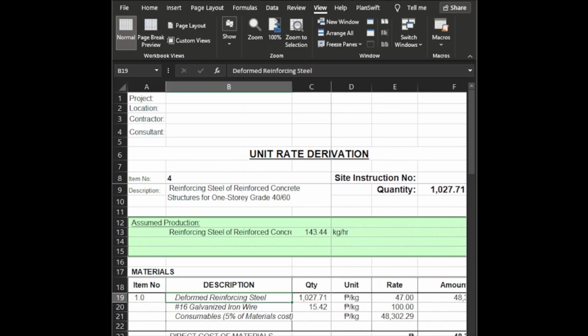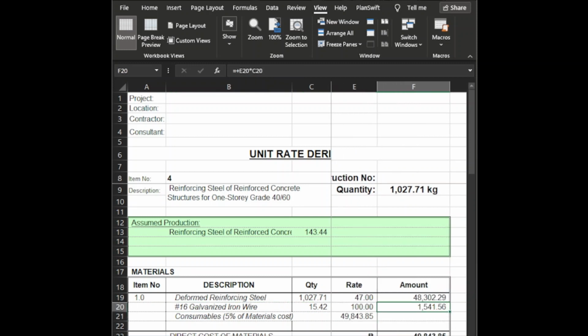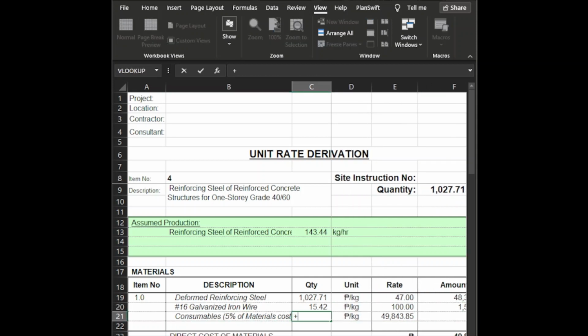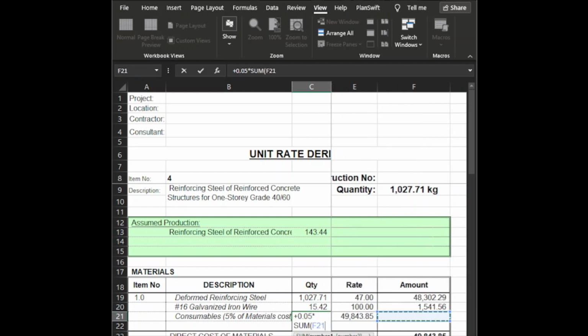So the rate of reinforcing bars by kilo is 47. So I think this is already 48 now. But you just verify that one, the quantity, and also the rate of the reinforcing bars per kilo. But for the galvanized iron, I think it's the same, 100 per kilo. So to multiply this one, the rate and the quantity is that one. Then the 5%, 0.05 times the sum of these two.